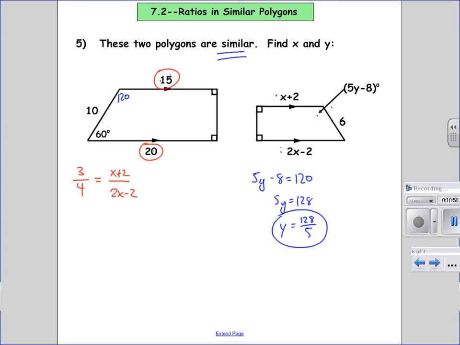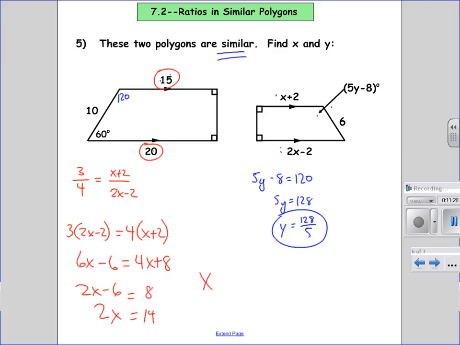So now I need to cross multiply and be careful that I distribute. So 3 times 2x minus 2 equals 4 times quantity x plus 2. First couple times you need to write that step out to make sure that you multiply appropriately. Now we're just solving for x. And 2x minus 6 equals 8. 14, x equals 7. And we did what they asked us to do, solve for x and y.